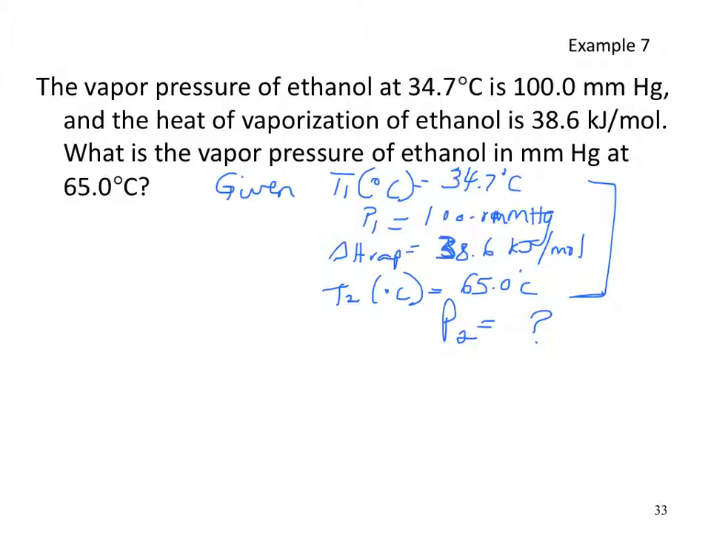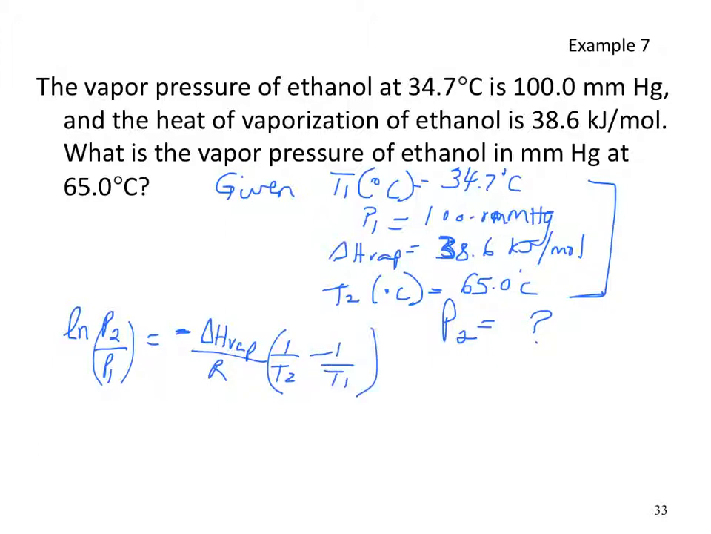Of course, we know the Clausius-Clapeyron equation in the two-point format. It's natural log of P2 over P1 is equal to negative delta H vaporization over R. And if you're putting a negative sign here, then you better put T2 minus T1, or you can write it as a positive sign outside, and so this will become T1 minus T2. However you want to do it, both of those are accurate.